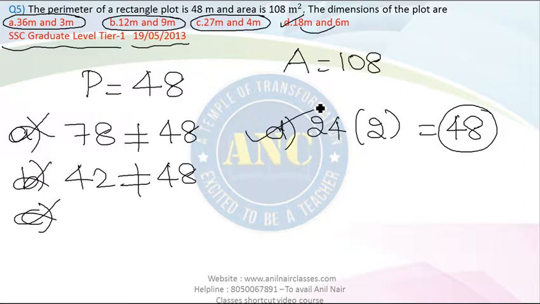Don't write all those equations. 2 into L plus B is 48. L plus B is 24. L into B is 108. 2 variables, 2 equations. Wow, I can solve it by quadratic equations, right? Don't keep on doing it, sir. I hope I am making sense for you people.